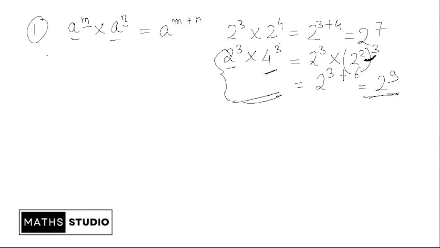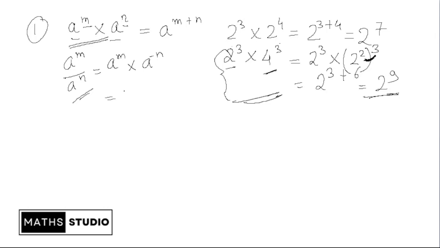So the second rule, or rather a sub rule of the same setup, would be a to the power m by a to the power n. Now 1 by a to the power n can be written as a to the power minus n. So whenever we are bringing something from denominator to numerator, the sign of the exponent changes, and whenever we are taking the numerator a to the power m down to the denominator, it would be a to the power minus m. Got it?